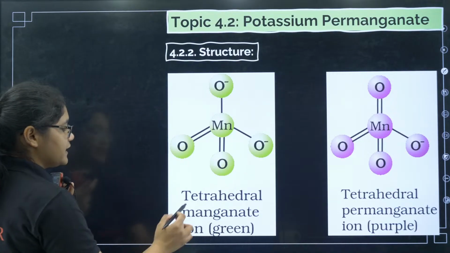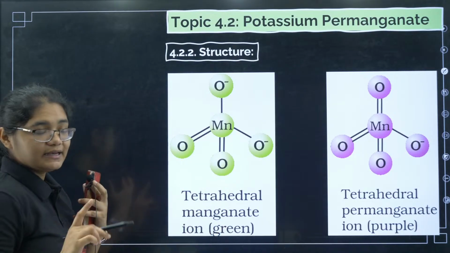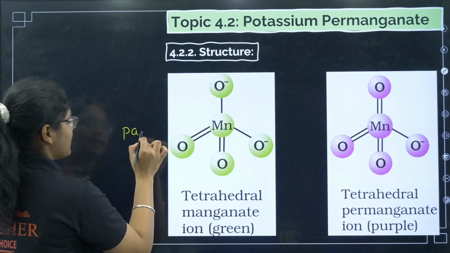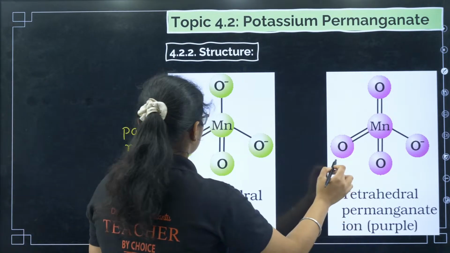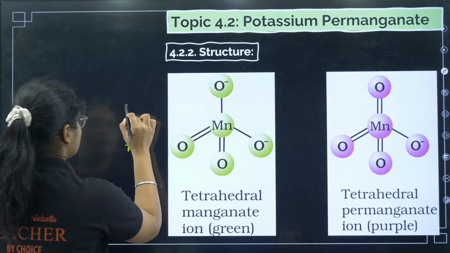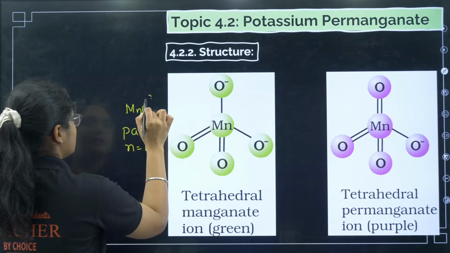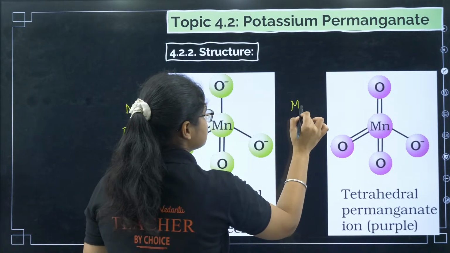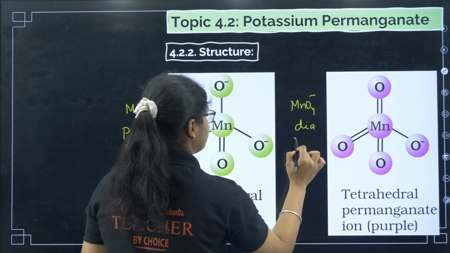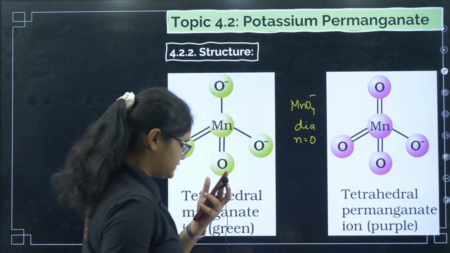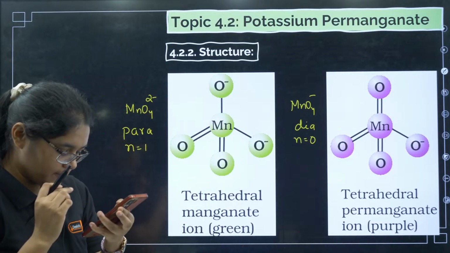So remember what is there. MnO4 2 minus is green in color. It is paramagnetic because it has one unpaired electron. Now MnO4 minus, that is permanganate, is diamagnetic and it has no unpaired electron, and it is purple in color.